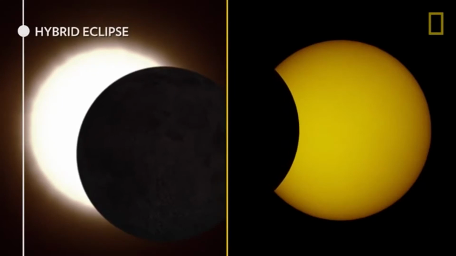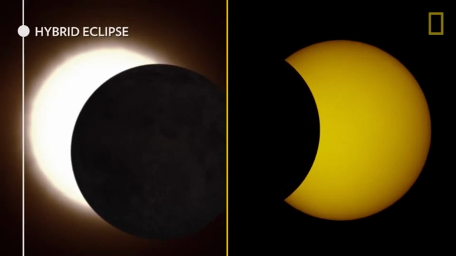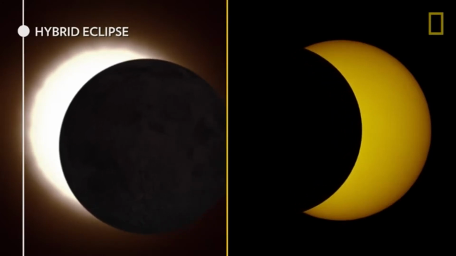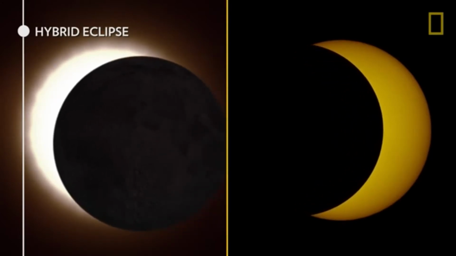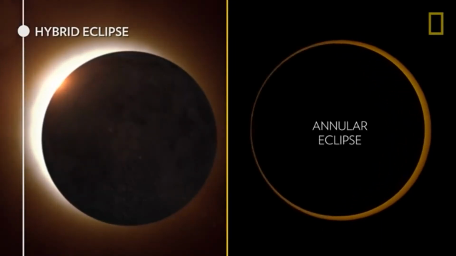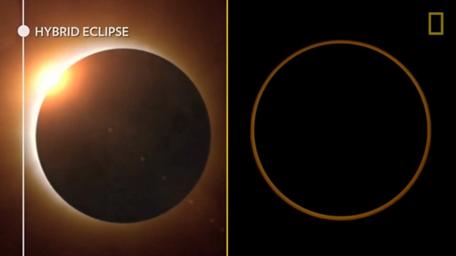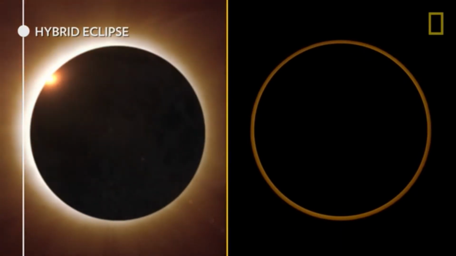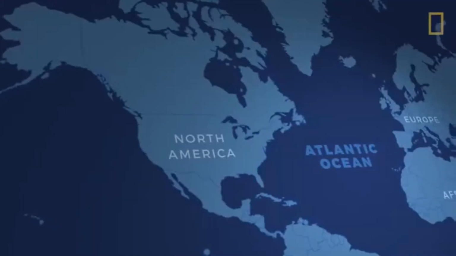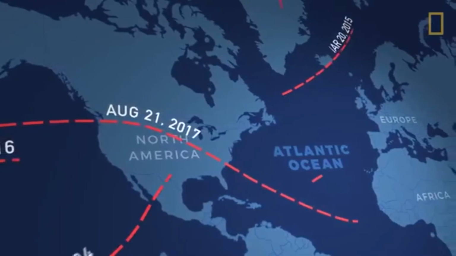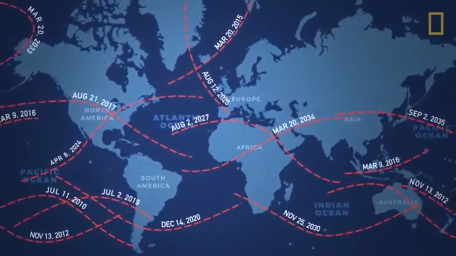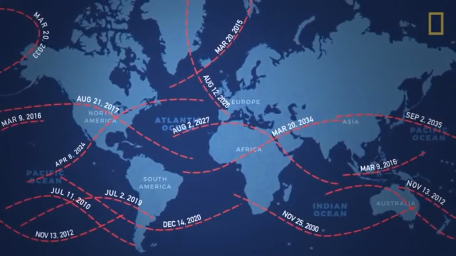Last, a hybrid eclipse is when the moon's position between the Earth and Sun is so finely balanced that the curvature of the Earth plays a role. The moon will be farther away from some parts of Earth along the eclipse's path, resulting in an annular eclipse. In other parts, the moon will be just close enough to fully cover the sun, resulting in a total eclipse. While a total solar eclipse happens somewhere on Earth every year or two, any given point on Earth experiences the event only about once every 400 years.